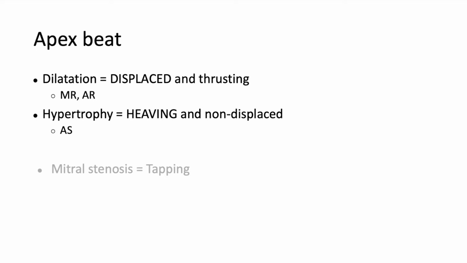On the other hand, dilatation is commonly caused by regurgitation, resulting in a displaced apex beat. The motion, if felt, should be described as thrusting instead.